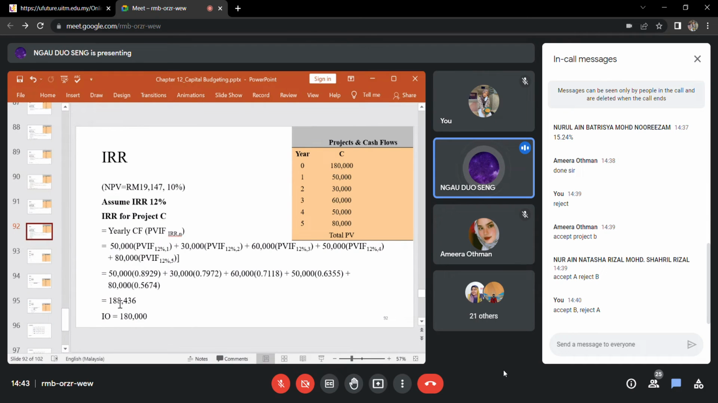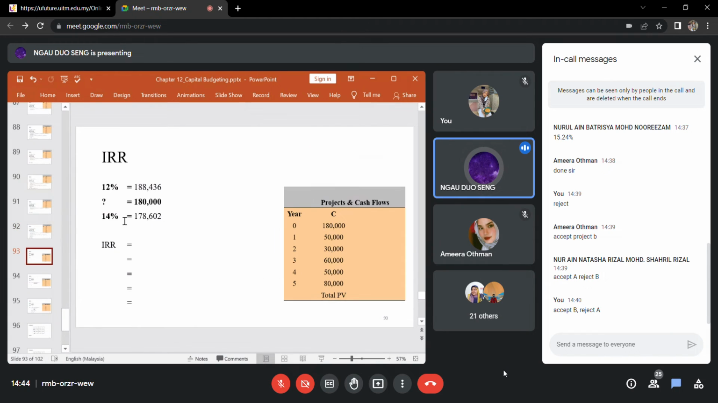So we have got the gap. One is with 12%, at 12% we get 188. Another one is 14%, we get 178. So we have got the gap. 180 is between 178 and 188. Alright, so it is clear. We have 12% equal to 188. Then the percentage in between which we need to calculate is for the 180,000. Then we have the 14%, 178.